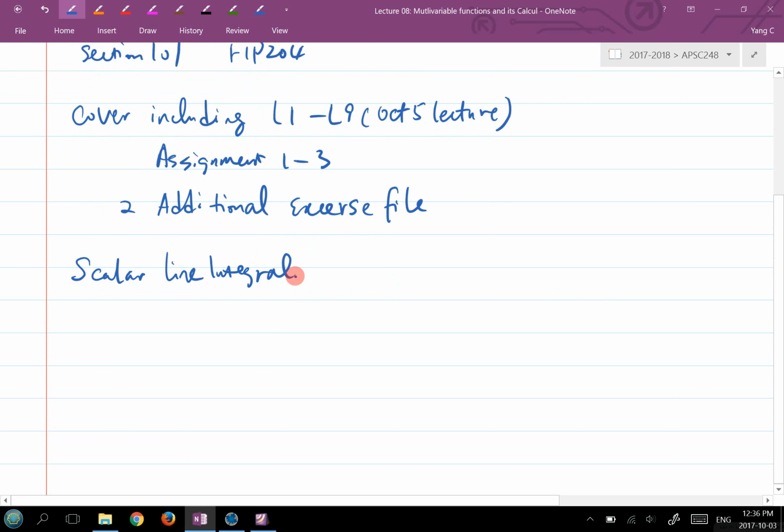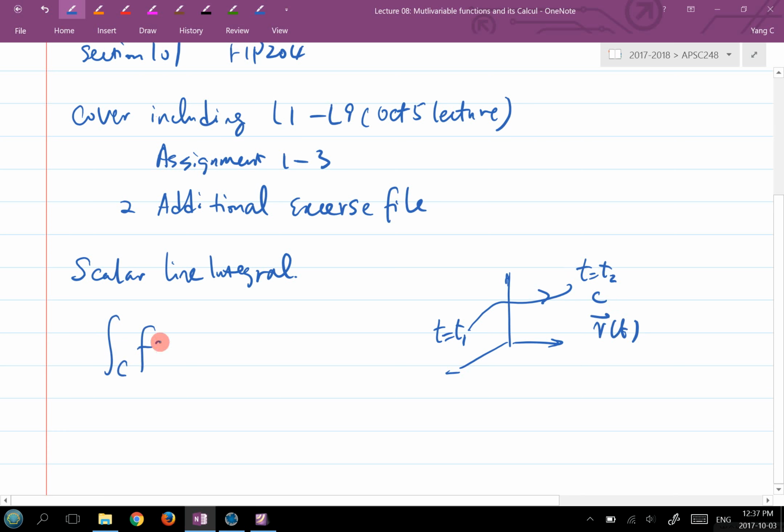We learned about the scalar line integral in the previous lecture. Basically, if I have a curve C that goes from t equal to t1 to t equal to t2, and curve C can be represented using the parametric equation or vector function r of t, then the scalar line integral is about integrating a function f of x, y, z over the curve C. So this is basically a scalar line integral.